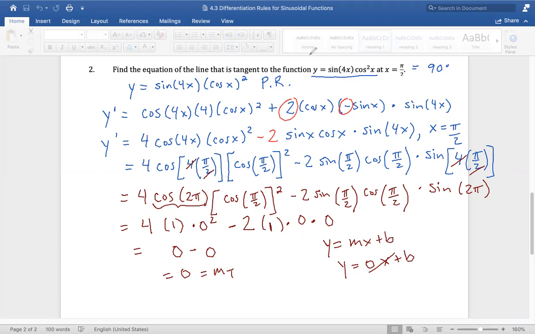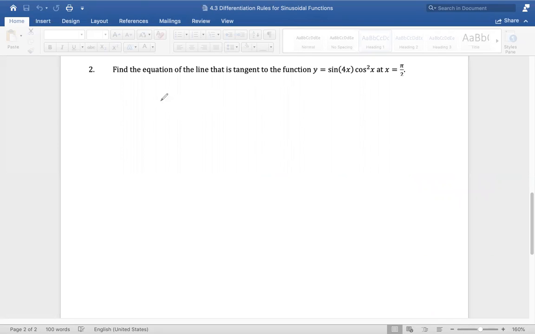So I'm going to take my original function, copy that out. I'm going to clear this screen, so just make sure you've got that. Write out the original function and plug in pi over 2 for x to get my y value. So y equals the sine of 4 times pi over 2, multiplied by, remember how that was cos of x and then squared? So cos of pi over 2, get that value, and then square the entire thing.